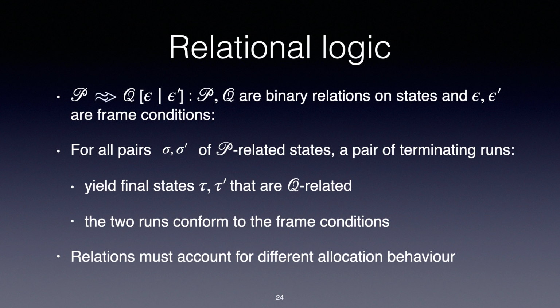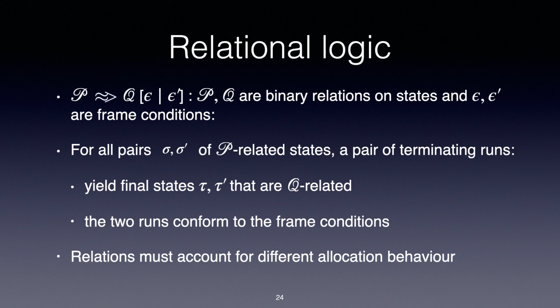P related states, meaning that sigma and sigma dash are in the relation P, a pair of terminating runs of the corresponding biprogram yield final pair of states tau and tau prime that are Q related. That is, tau and tau prime are in the relation Q. The two runs conform to the frame conditions. That means whatever these runs do, the reads and writes are given by the frame conditions epsilon and epsilon dash.